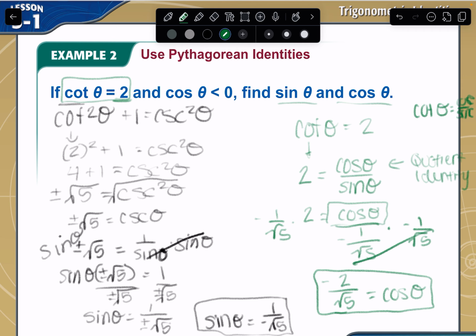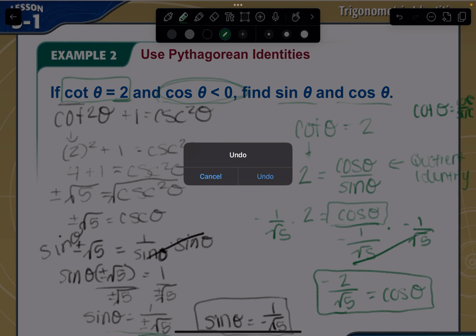Again, it says cosine has to be less than 0. If you had, for whatever reason, maybe down here, picked the positive sine value, you would have ended up with a positive 2 over square root of 5, which is not less than 0. And it wouldn't make your statement true, specifically because it's giving you this part in your problem. So that is example 1 and example 2.